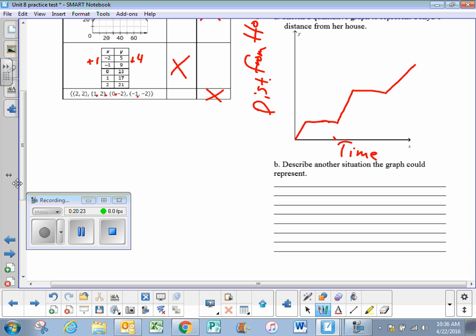I said, what if this was money in a bank and this was time? So here you're making a weekly deposit, and then here you stop making deposits, so your bank balance stays the same. And then here you start making more deposits at a constant rate, and then your bank balance stays the same. And then here you start making some more deposits into your bank. Just make sure you include your variables.